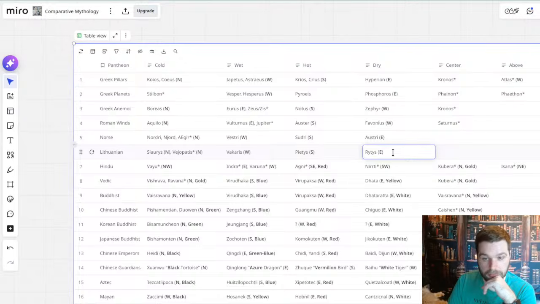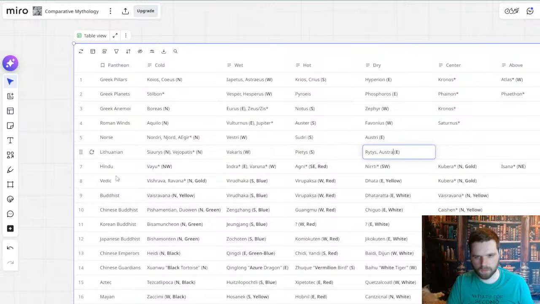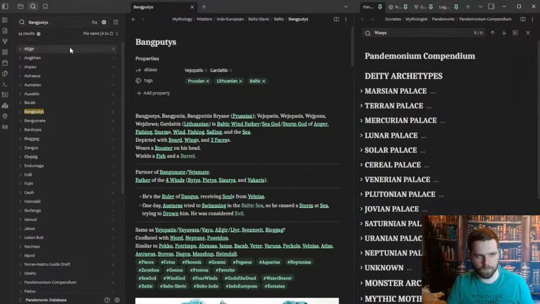Okay, so I'm adding an additional one in here, and it's still associated with the East, with Retis of the East, and that's, I think, Ostra. There might be a few better words.